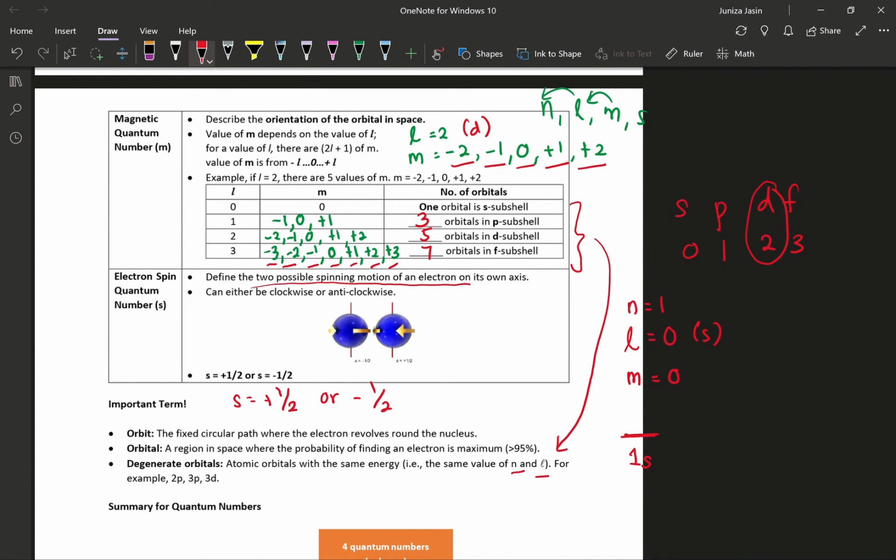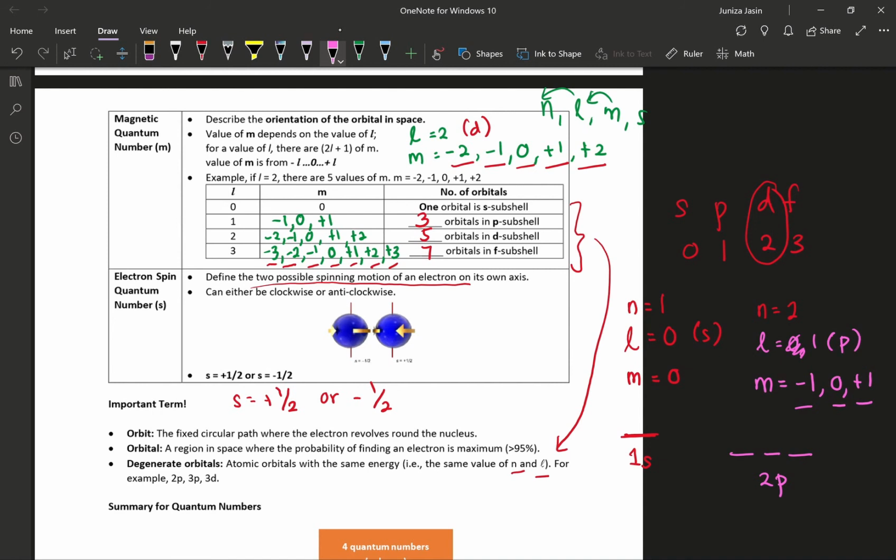Tapi kalaulah saya ubah N saya equal to 2. Okay, so L saya is either 0 or 1. Tapi saya tak nak ambil L 0, so I will just take L equal to 1. So M saya negative 1, 0, plus 1. Kalau L saya 1, that means P orbital. So P orbital ada 1, 2, 3 shapes kan. So dalam 2P ada 3 shape, ada 3 orbital.